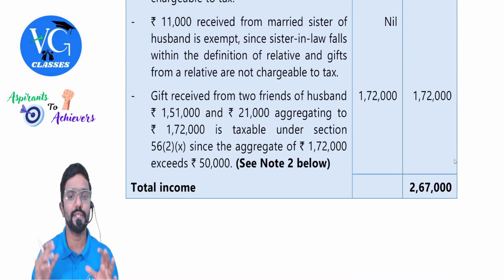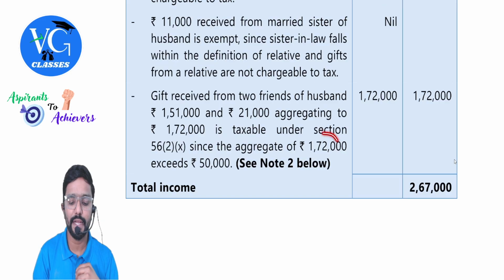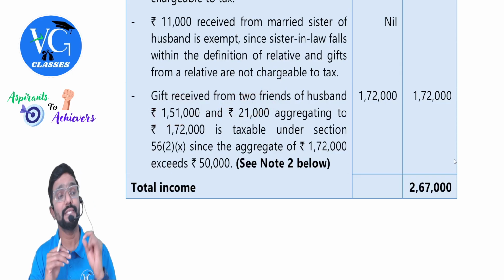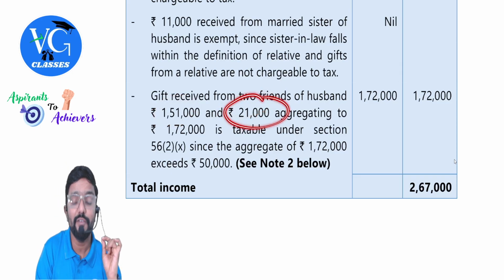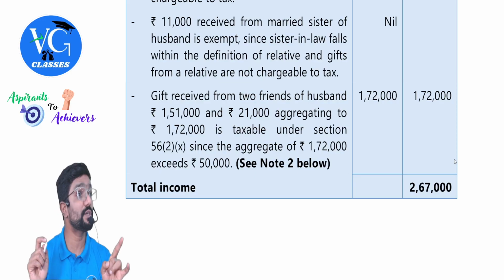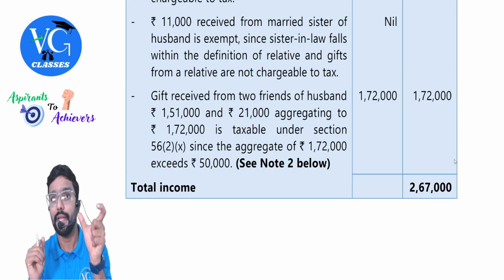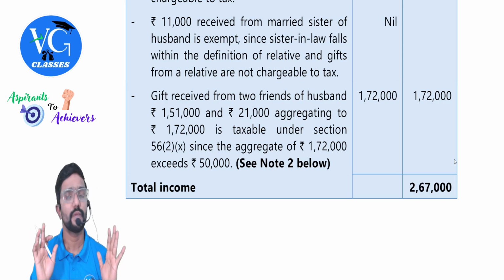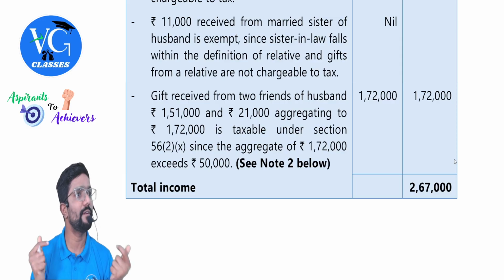Last case. Gift received from two friends of husband, 1,51,000 and 21,000, aggregating to 1,72,000, is taxable under section 56(2)(x) since the aggregate value is how much, guys? 151 plus 21, 172. Sir, you might also ask me, sir, 21 is less than 50. No, individually you should not check; check the aggregate. They've used the word aggregate. Now, if all of you gifted me 10,000 each, is it taxable for me? Yes, because the aggregate value will be more than 50,000.